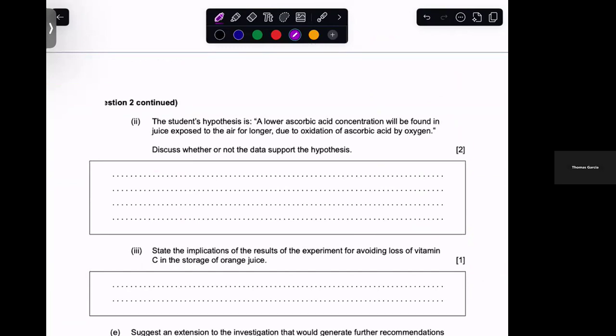The student's hypothesis is a lower ascorbic acid concentration will be found in the juice exposed to the air for longer due to oxidation of ascorbic acid by oxygen. Discuss whether the data supports the hypothesis. So one, you have to say, yes, it does.